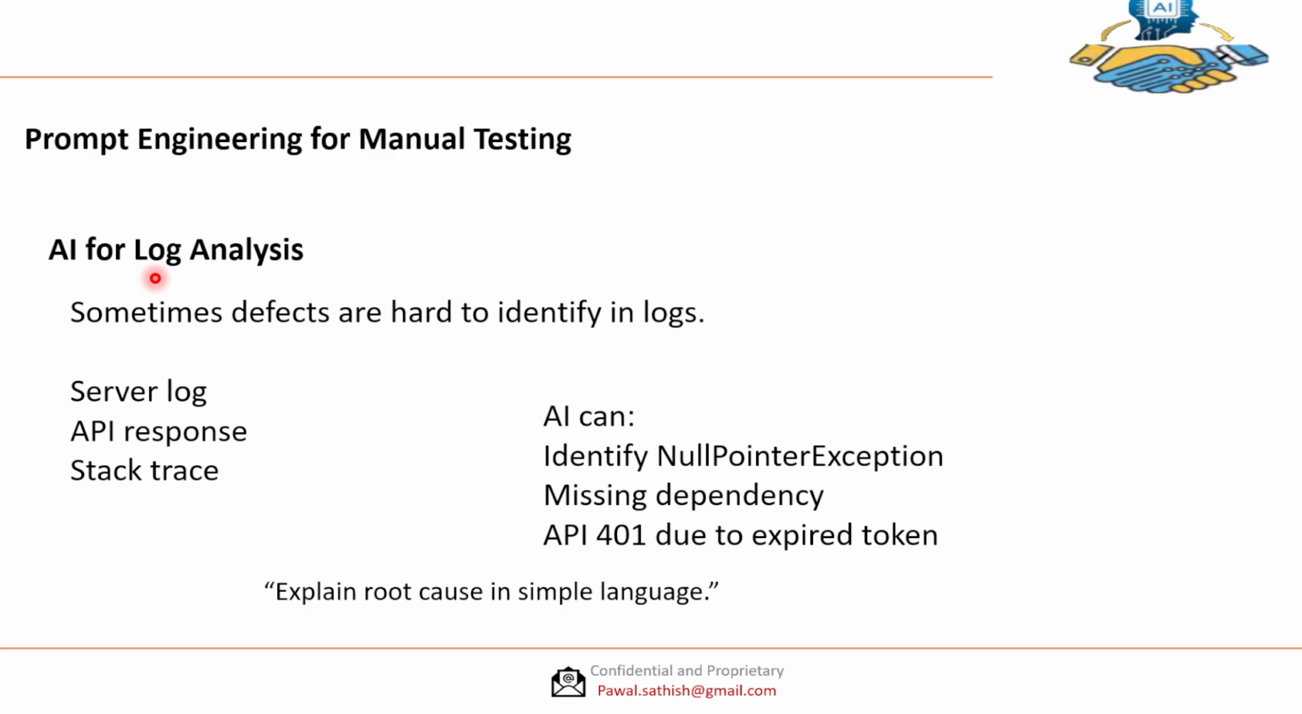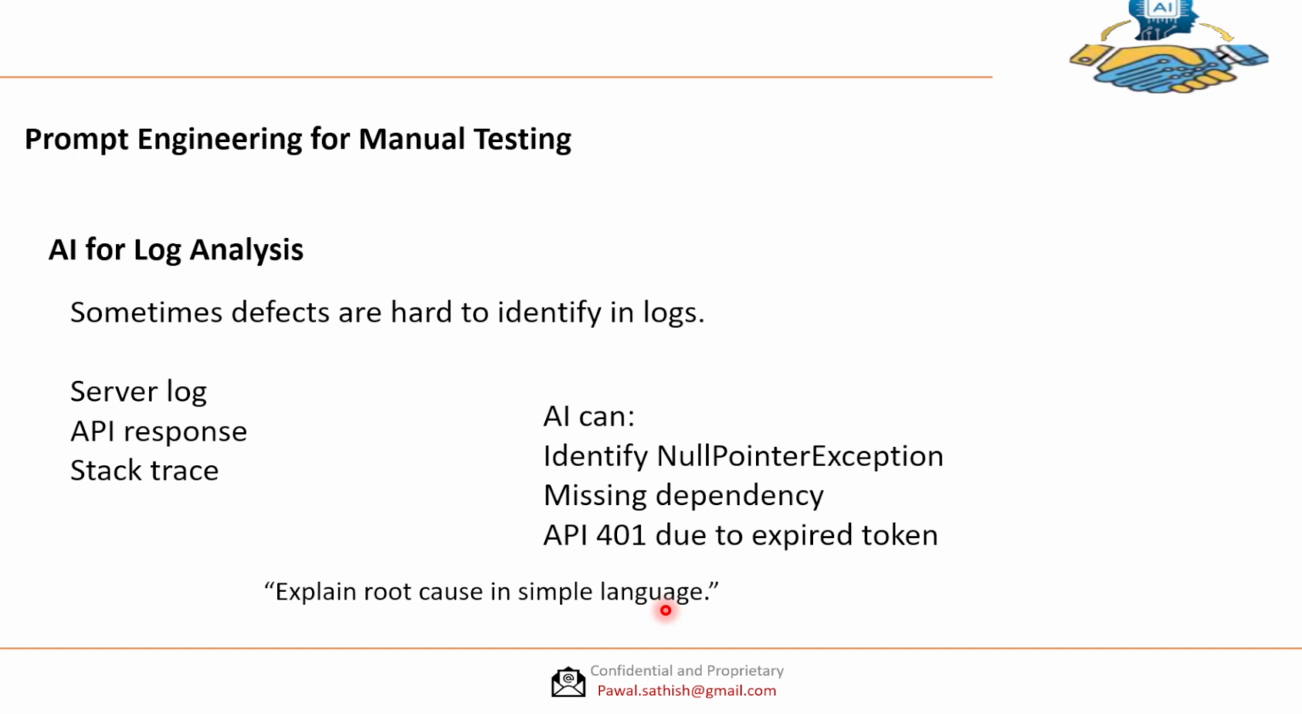Then we also use AI for log analysis. Sometimes defects are hard to identify in logs, like server logs, API responses, and stack traces. AI can help identify a null pointer exception, a missing dependency, or an API 401 due to an expired token, and other things. We provide all the logs and give the prompt: explain the root cause in simple language. AI will analyze it and give the summary in simple language.